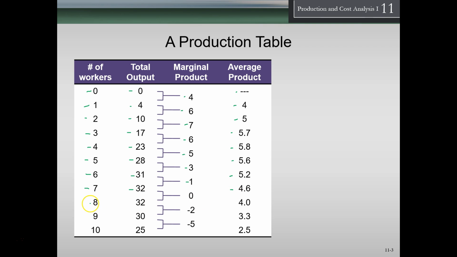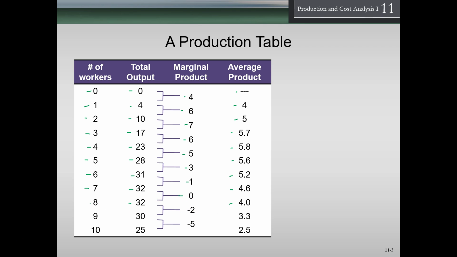And for some reason, we're hiring another one. We're going to say, okay, let's bring in 1 more. We have 8 workers, still only producing 32. So we brought in another worker, didn't make 1 more single burger, and that means we're still at 0. And therefore, that's going to bring the average down. We've got 32 divided by 8 now, so now we're at 4.